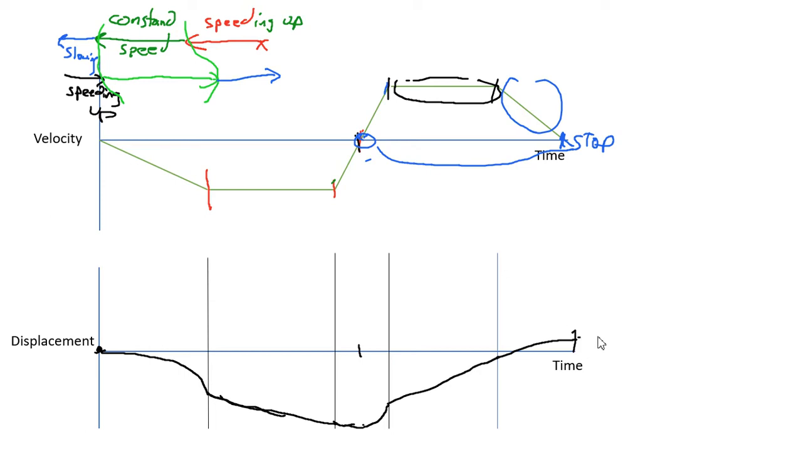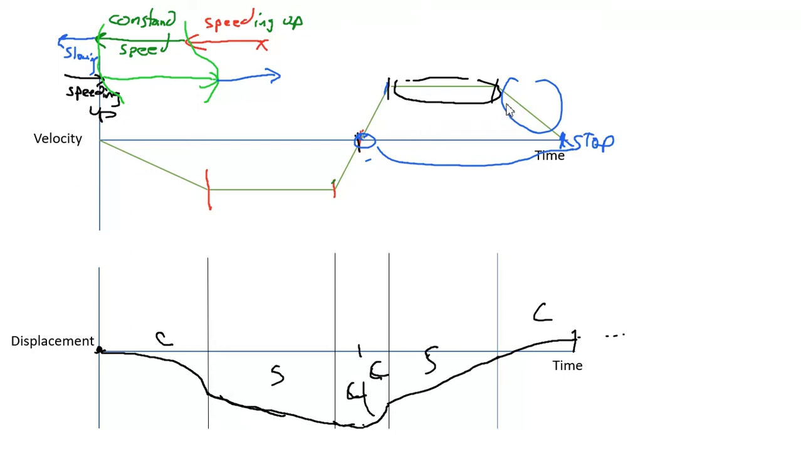And now if I kept going, this would be a straight line. So it's going to look something like that, where this is a curve, this is straight, this is a curve, this is a curve, this is straight, and again we have a curve. Right? So straight, curve, curve. So that's what my displacement graph would look like.